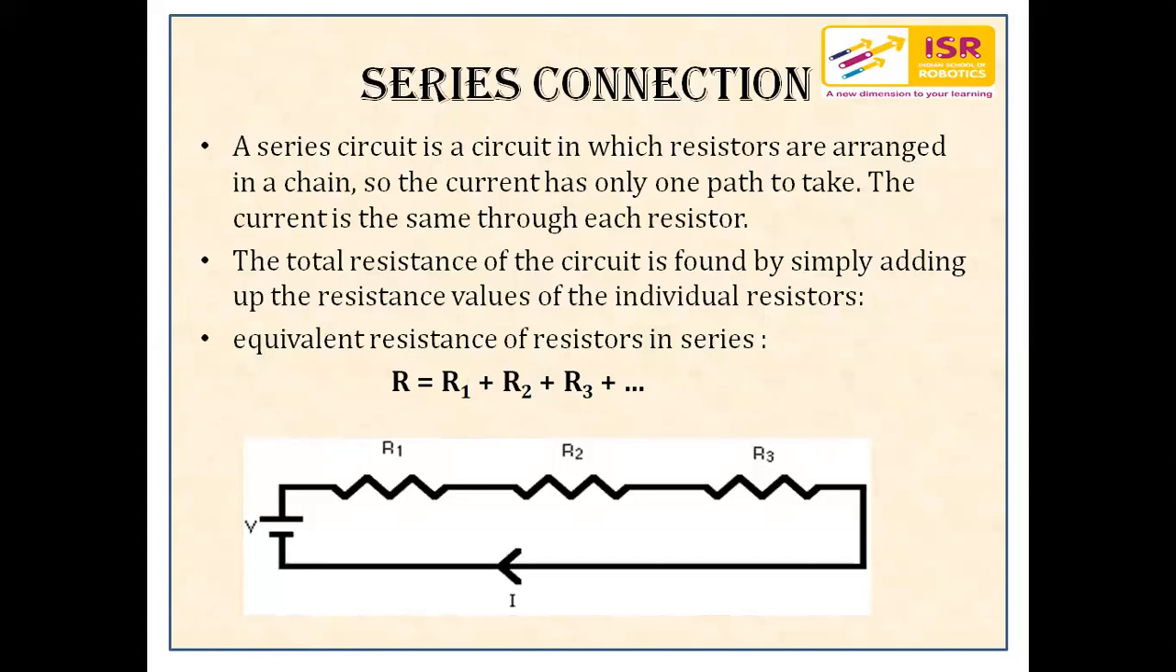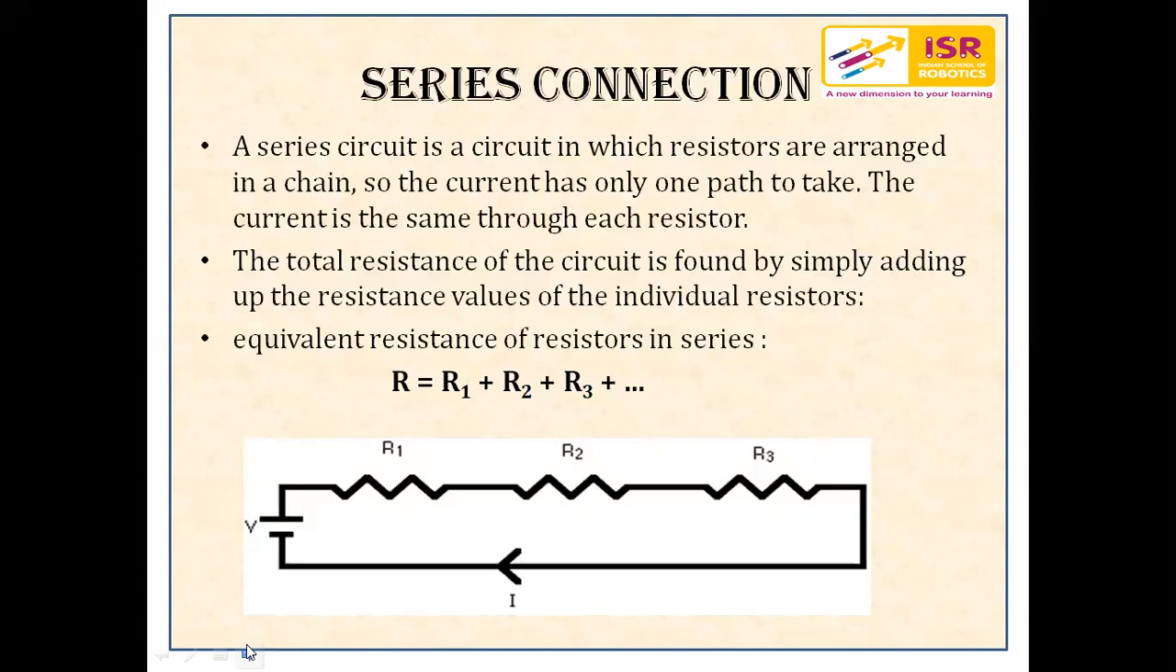So in the case of your series connection, when you connect your resistors in series, the current that flows through all three resistors will be the same. That means if 10 amperes of current is flowing through resistor R1, then 10 amperes of current will flow through resistors R2 and R3 as well.